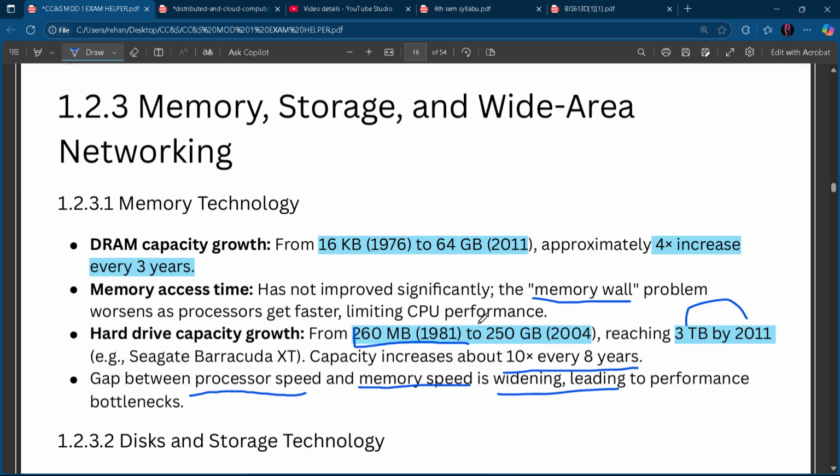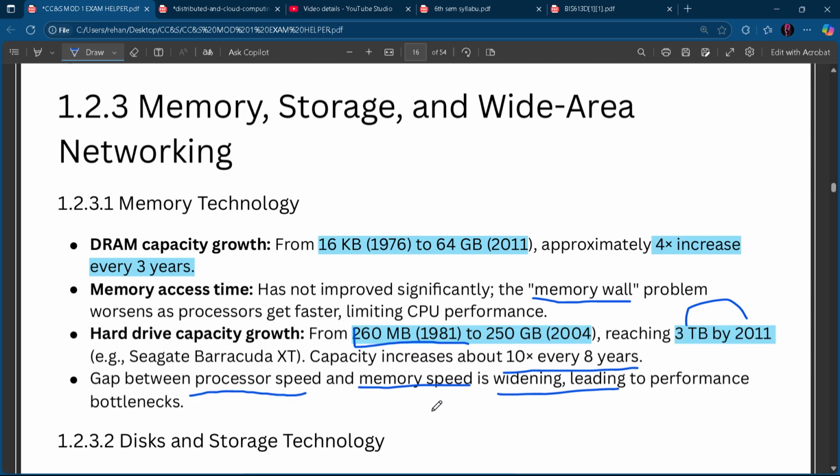But fine, no problem. So we have here 16 KB to 64 GB of size, an increase of approximately 4 times every 3 years. Memory access time is the same. Hard drive capacity went from 260 MB to 250 GB in 2004, then increased to 3 TB by 2011, and has since increased 2 to 3 times more up to the present date. So see here, the capacity increases about 10 times every 8 years.